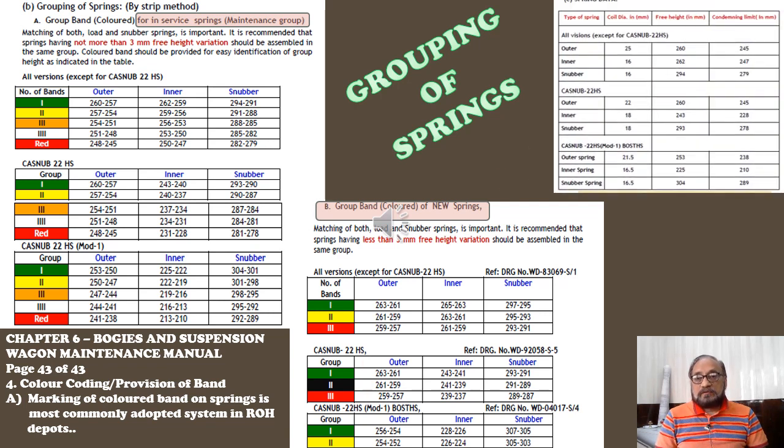There is another table mentioning the free height of outer, inner and snubber springs for different type of trolleys. And in the last column we have the condemnation free height.